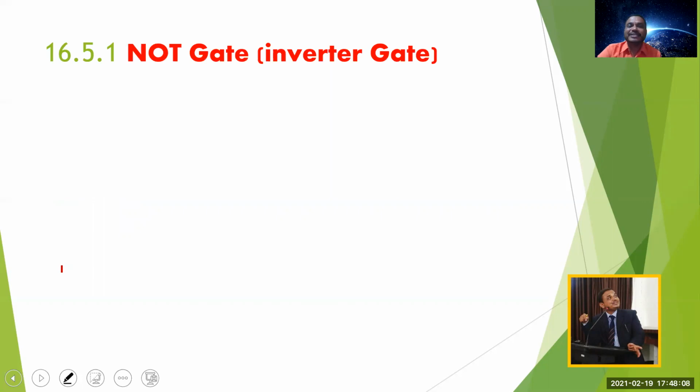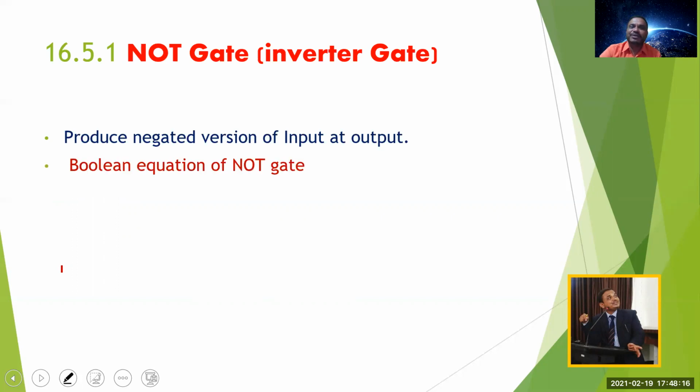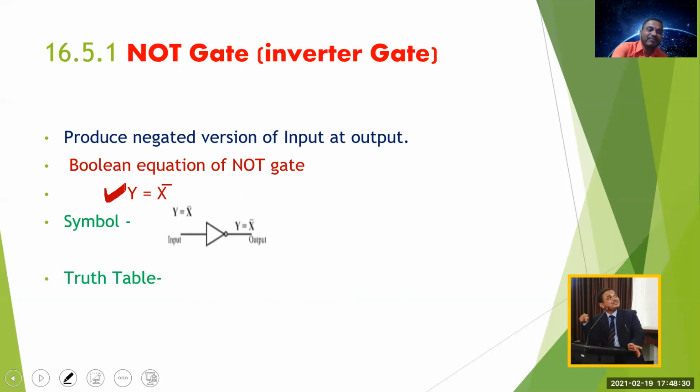So the first gate is the NOT gate, which is also called an inverter gate. It produces the negated version of the input at the output. The Boolean equation of the NOT gate is given as y equal to x bar, where y is the output and x is the input. The symbol of the NOT gate is shown on your screen, y equal to x bar.